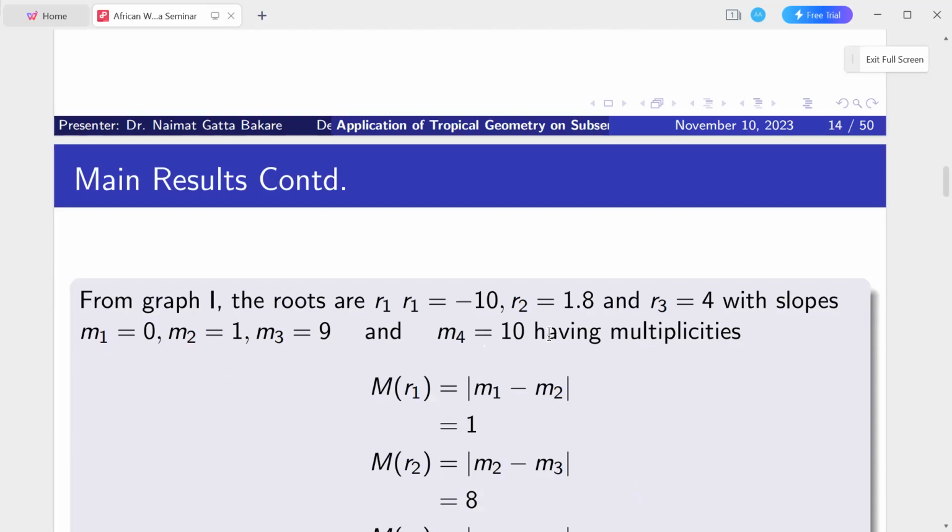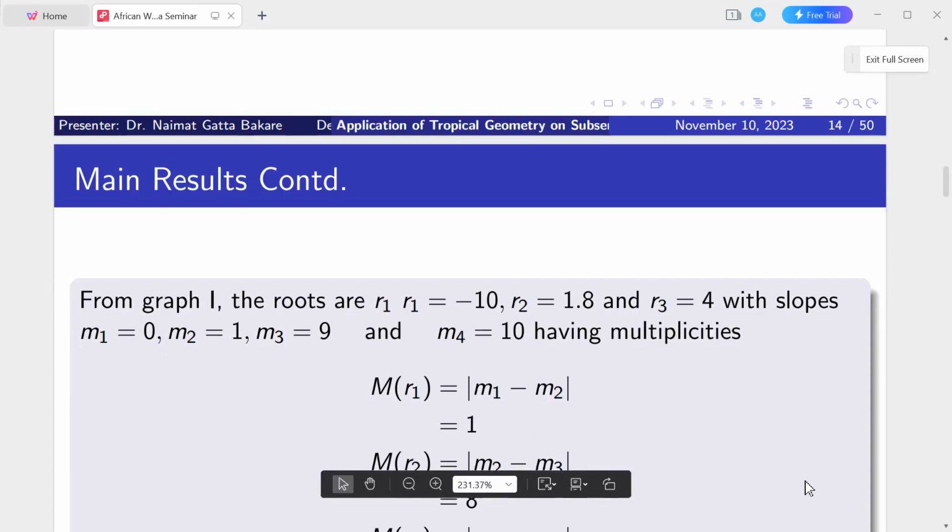So after getting the root and the slope, the next is to obtain our multiplicity. As defined, the multiplicity of R1 can be obtained by taking the absolute value of slope 1 minus slope 2. If you look at this now, our slope 1 is 0, while our slope 2 is 1. So it's 0 minus 1, and we have taken the absolute, that is why we have 1 here as our multiplicity of 1.